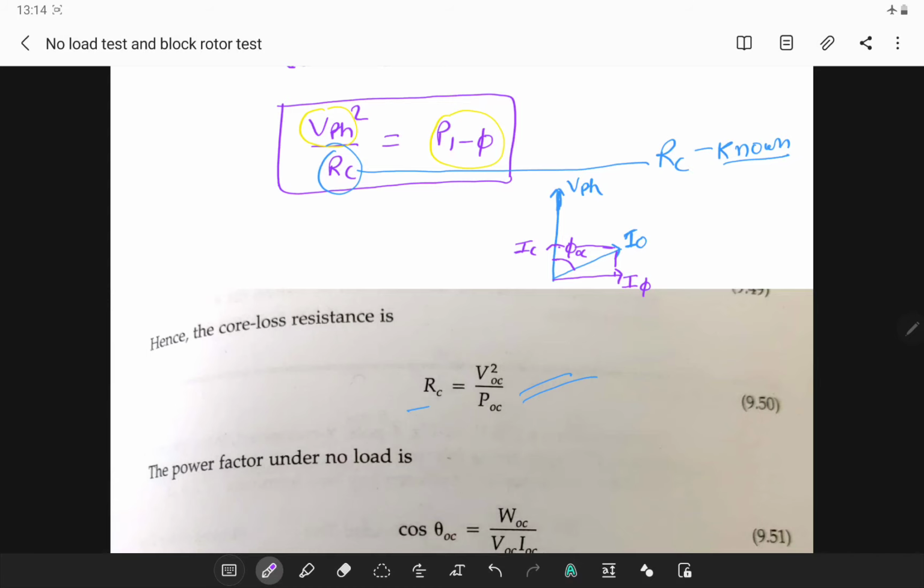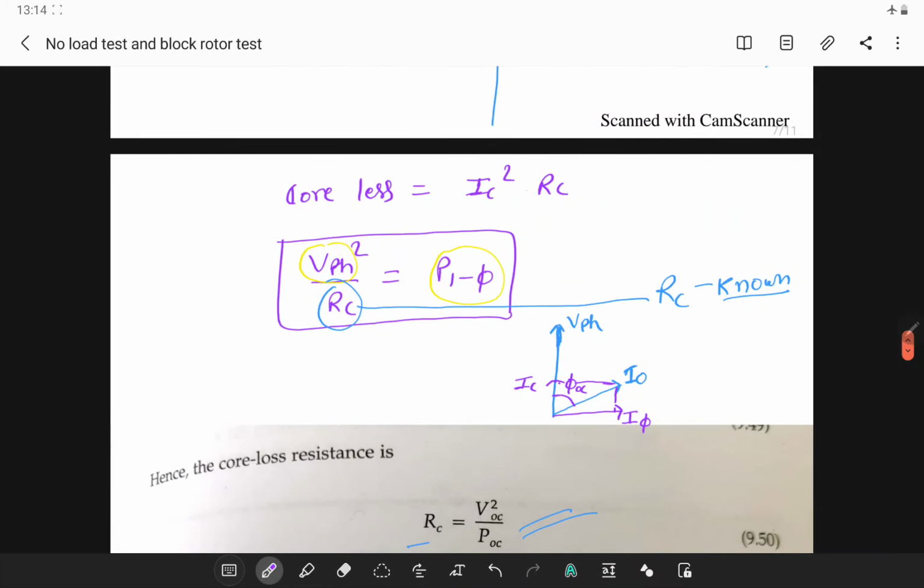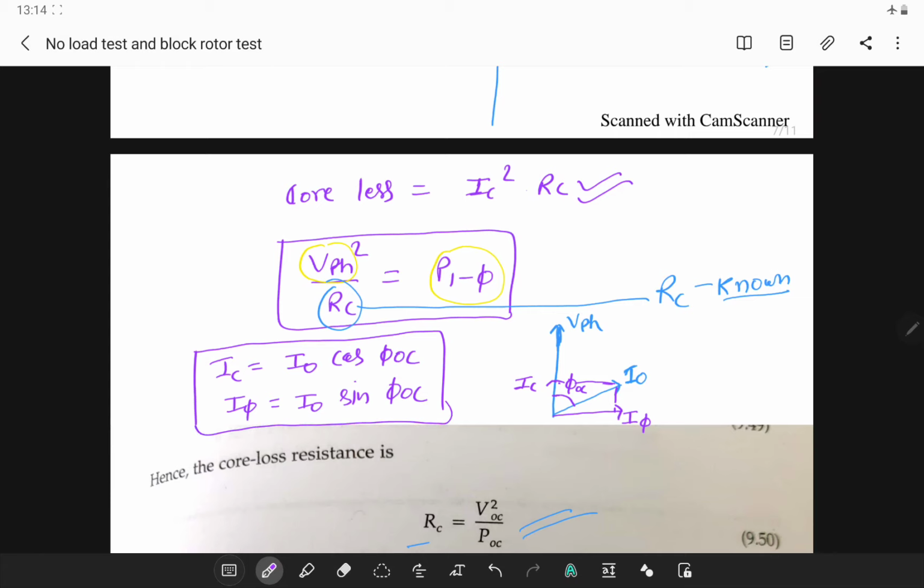Now I can find the value of core loss by this formula also, because I know the value of IC now. What is the value of IC? IC will be I naught cos phi OC, and I phi will be I naught sin phi OC. This is also important. So I know the value of IC, I can easily find the value of RC. So you can find the value of RC from here or from here, both will give the same result.